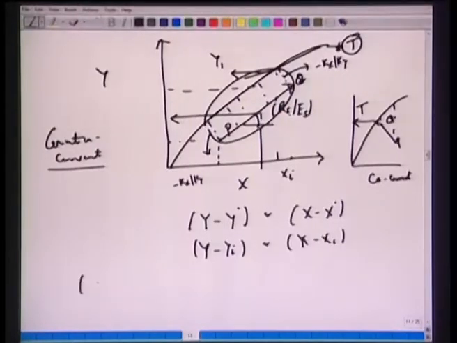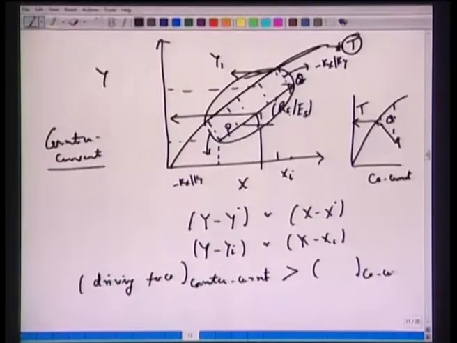More important to note here is that the driving force for mass transfer in the case of counter current is in general greater than the driving force for co-current, and this has huge implications. The height of the column in this case will be smaller than the height of the column in the co-current, or the size of the equipment for counter current will be smaller than the size for co-current.